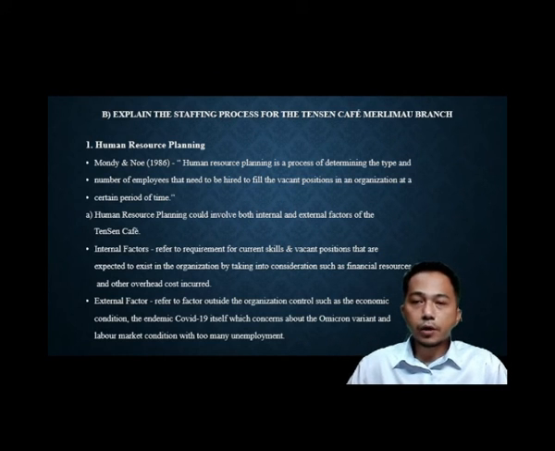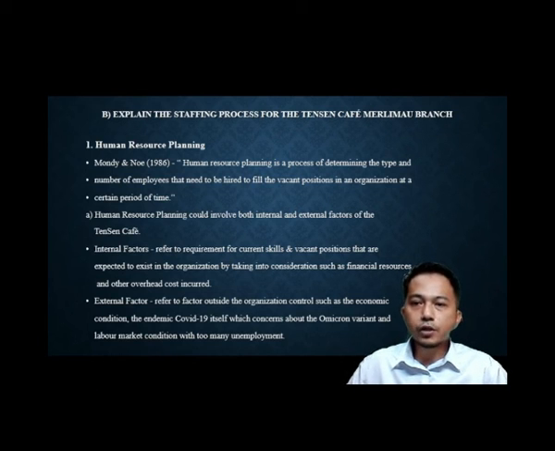Okay, I will explain question B, problem scenario. Explain the staffing process for the 10-cent cafe Merlimau branch. Okay, first the staffing process is human resource planning. According to Monley and No, 1986, human resource planning is a process of determining the type and number of employees that need to be hired to fill the vacant position in an organization at a certain period of time.